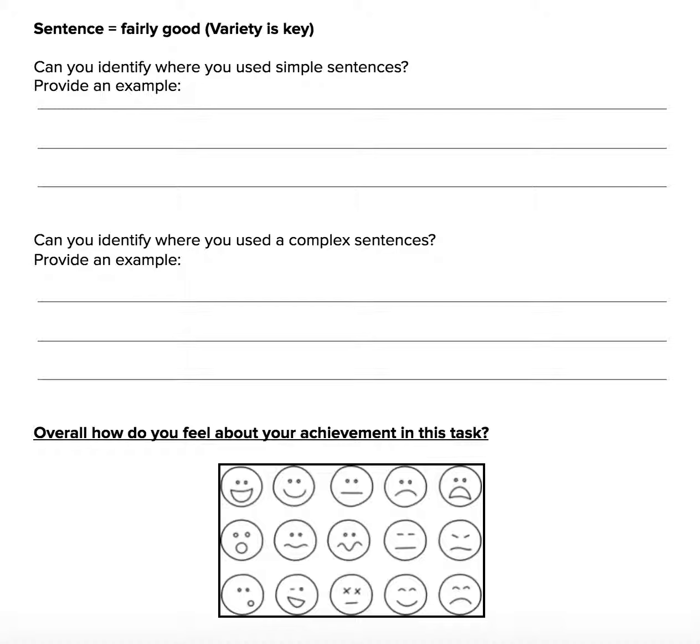So overall, guys, I want you to think about how happy you were in terms of your achievement in this task. And it's really important that you reflect not only on the content, but also on the skills, because those skills are really going to help us as we move forward.